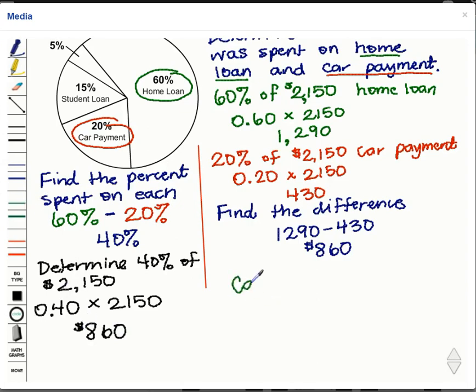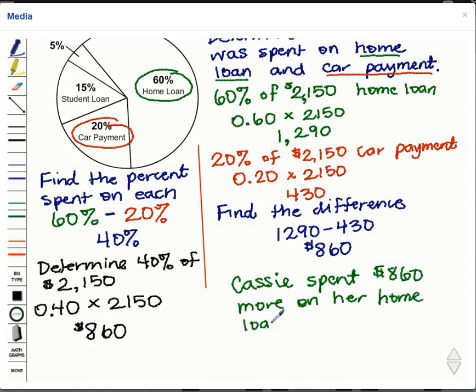Cassie spent $860 more on her home loan than her car payment.